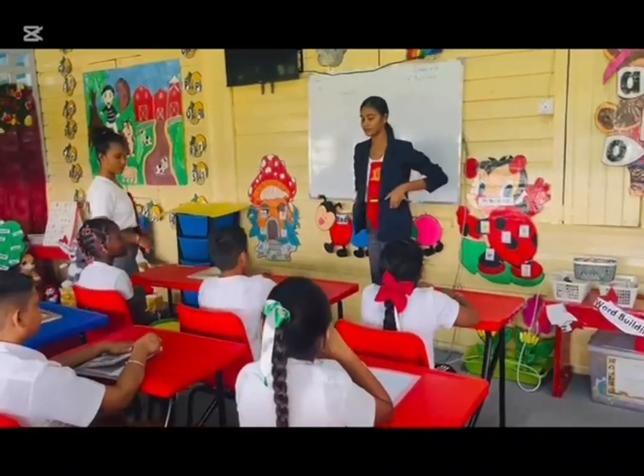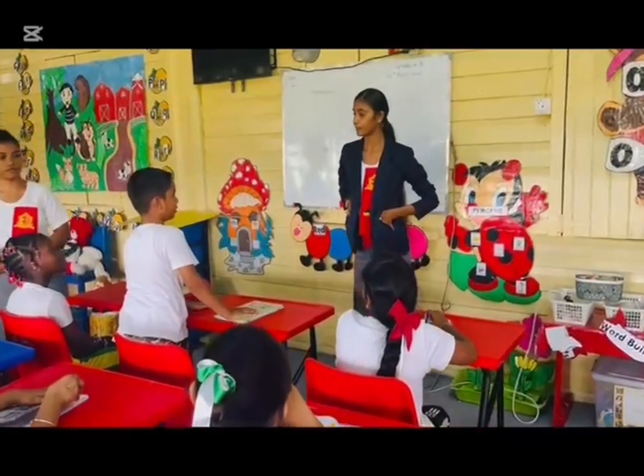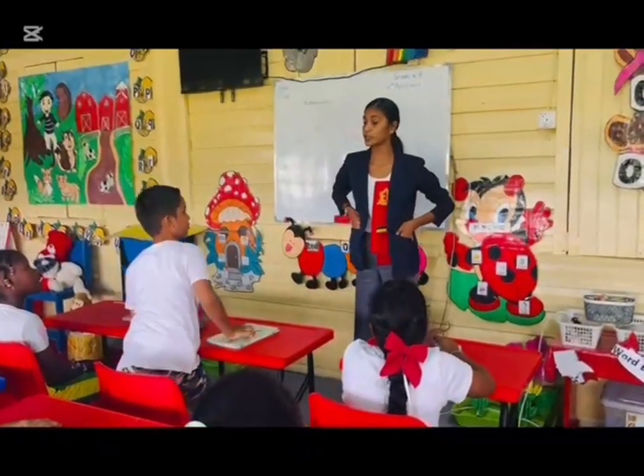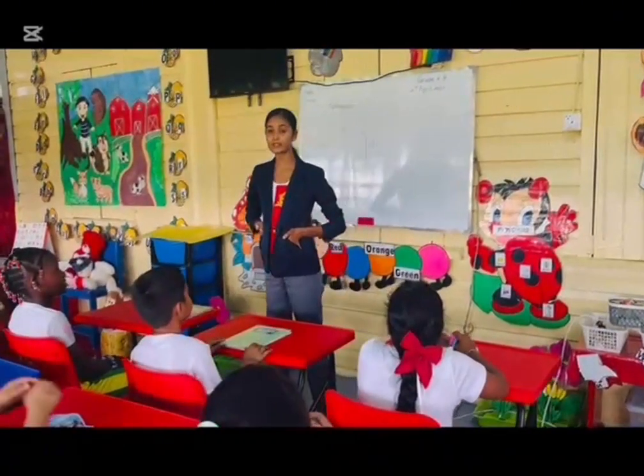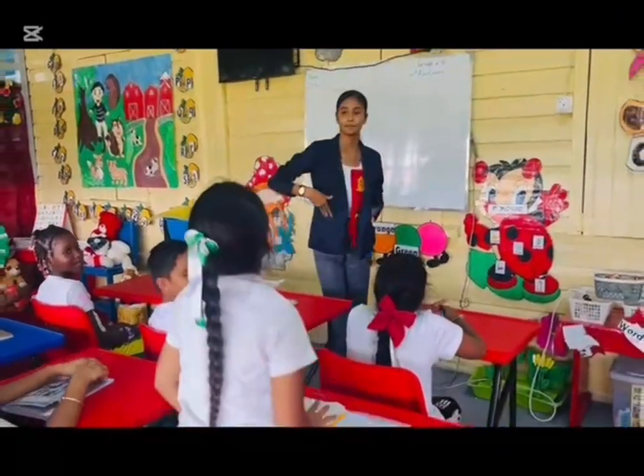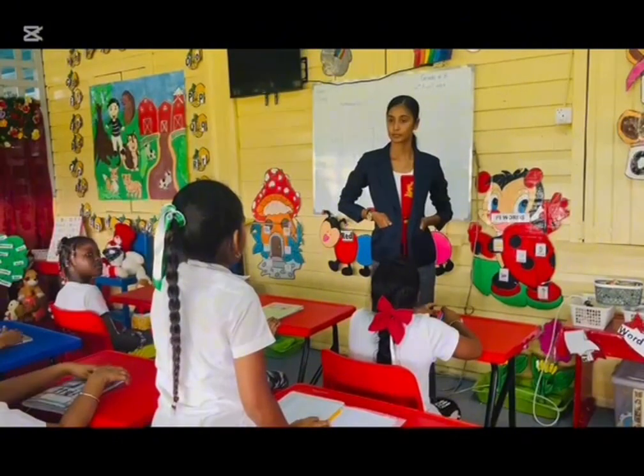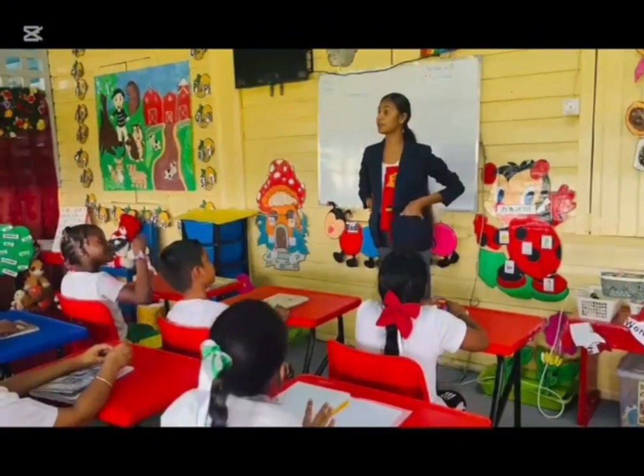Go ahead. Around the shape. Good job. Give him a clap. Now, anybody else would like to try? Yes, Homa? A perimeter is a distance around the shape. There's a distance around a shape. Good. Give her a clap.